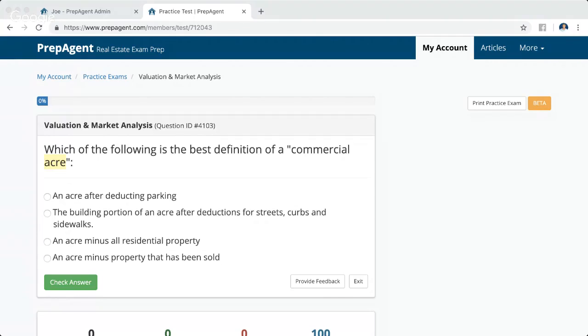And last but not least, we have the income approach. When do you use the income approach? So the income approach is anything that has income. Basically, the income approach converts income into value.